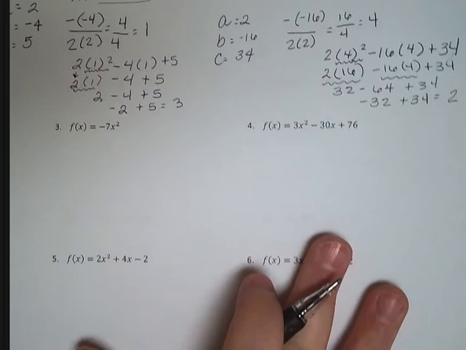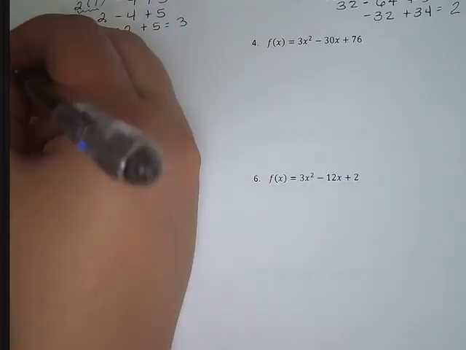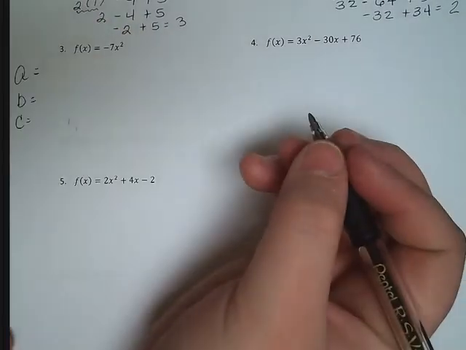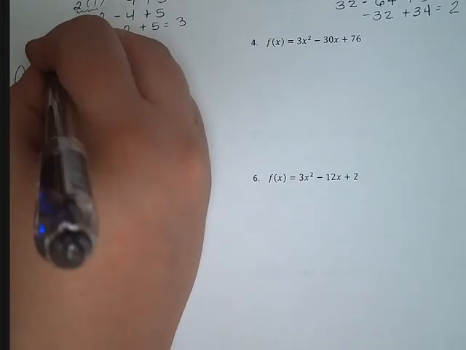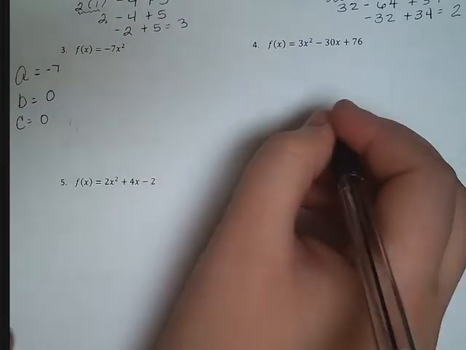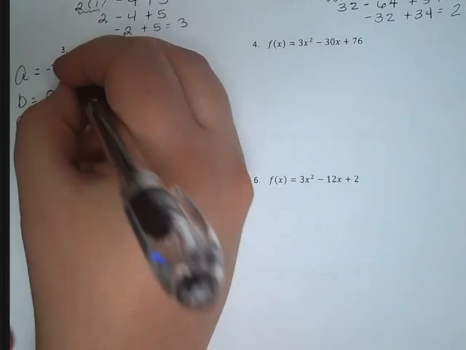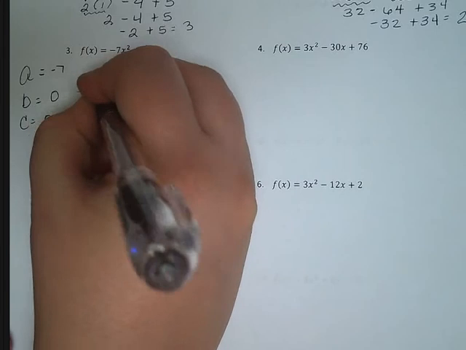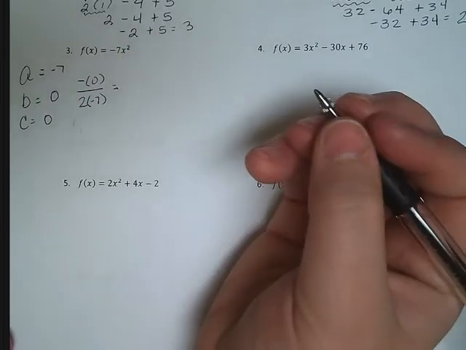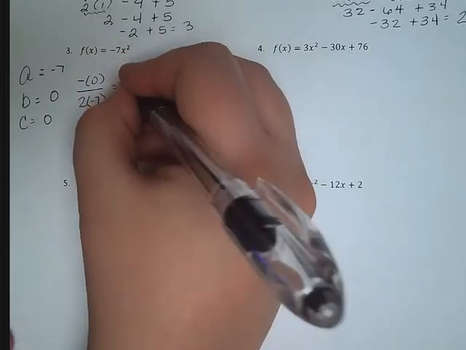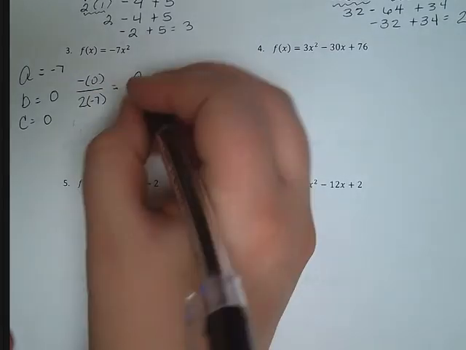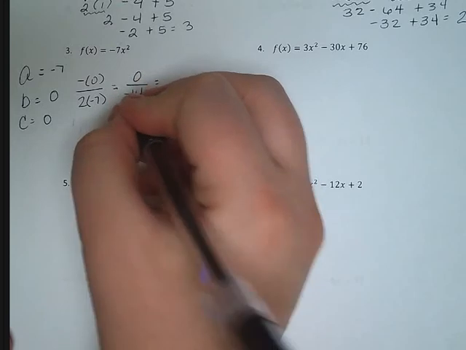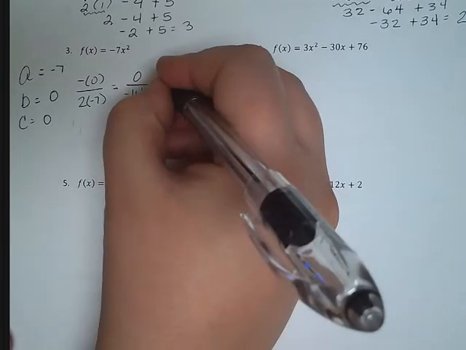Now for number 3, identify your A, B, and C. A is negative 7, B is 0, and C is 0. So negative B over 2A. There is no such thing as a negative 0, so we're going to say 0 over negative 14. And whenever you divide 0 by a number, that's going to give us 0.